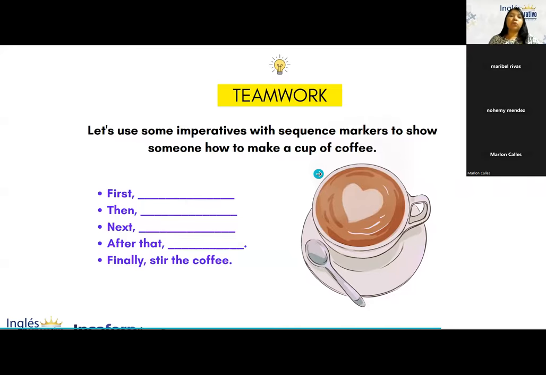Okay, guys. So, what you are going to do is that you are going to create a short recipe on how to make a cup of coffee. And you need to add imperatives. Va a utilizar los imperatives. First, then, next, after that, and finally, yo le di el último paso. Finally, stir the coffee. Finalmente, revolver el café. So you need to complete the other four steps, okay? And you have around 3 minutes. So let me know if you have any question, okay?